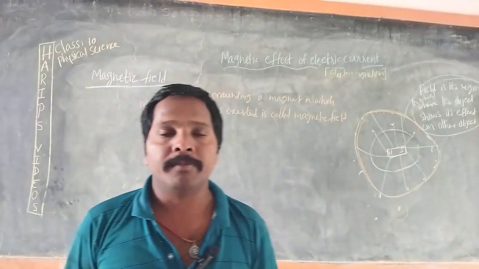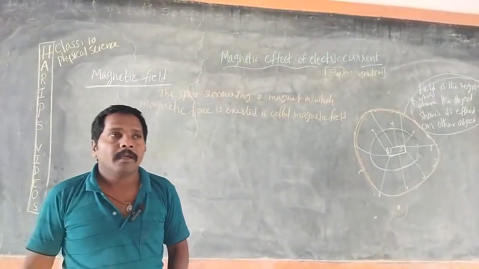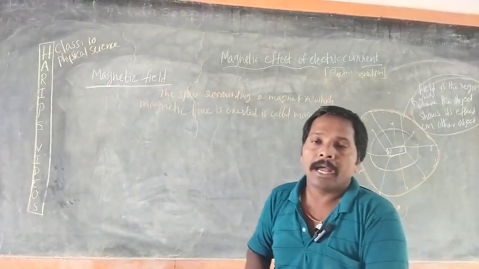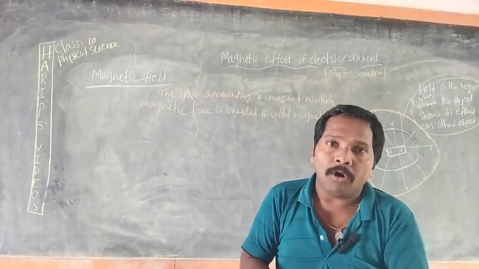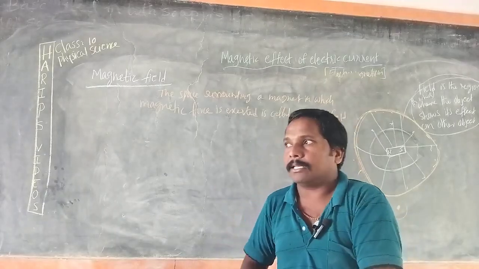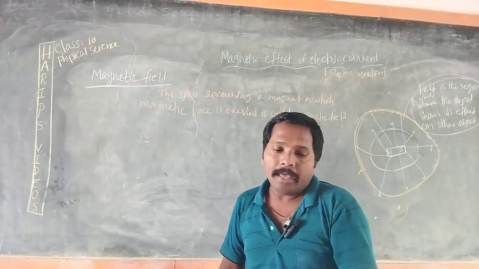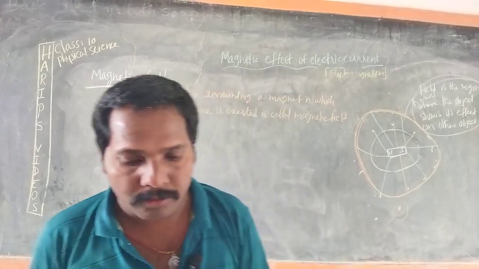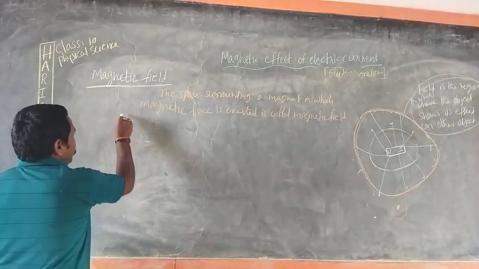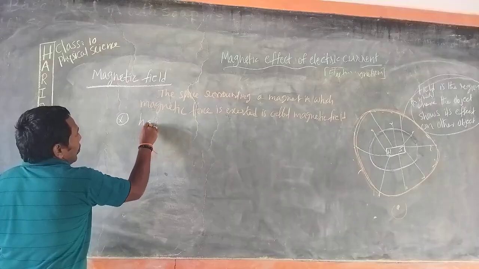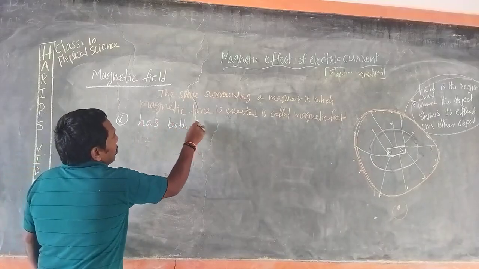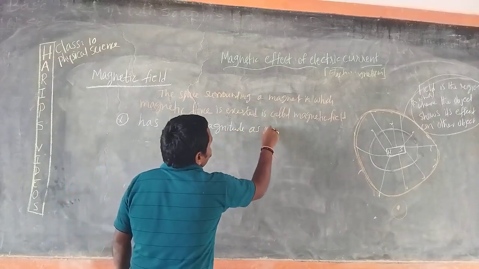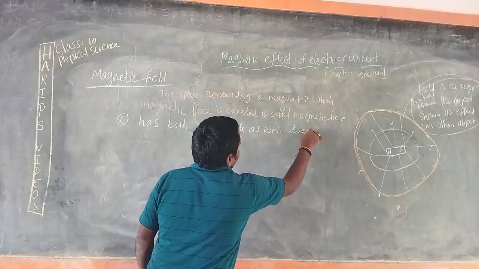Within the field only, the magnet shows its magnetic force. The magnet exerts its magnetic force on another magnet or any other magnetic substances like iron, nickel, chromium, etc. Right? So the magnetic field has both magnitude as well as direction.